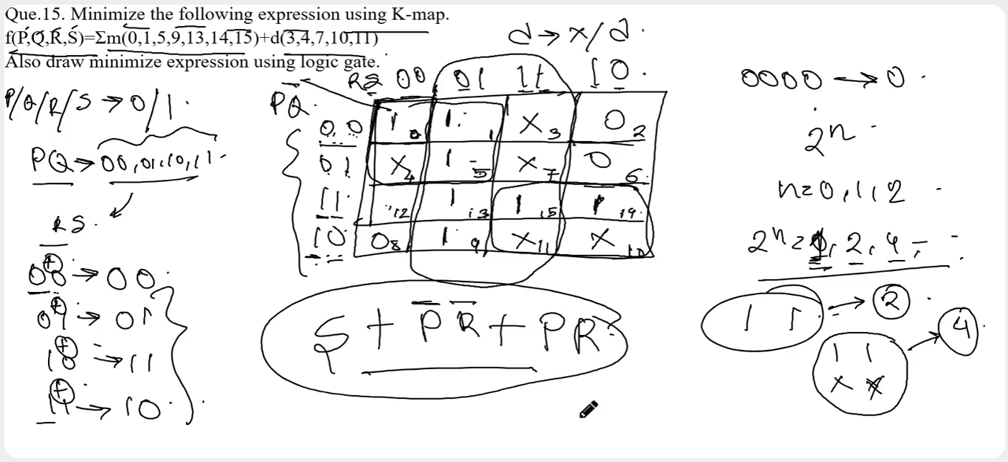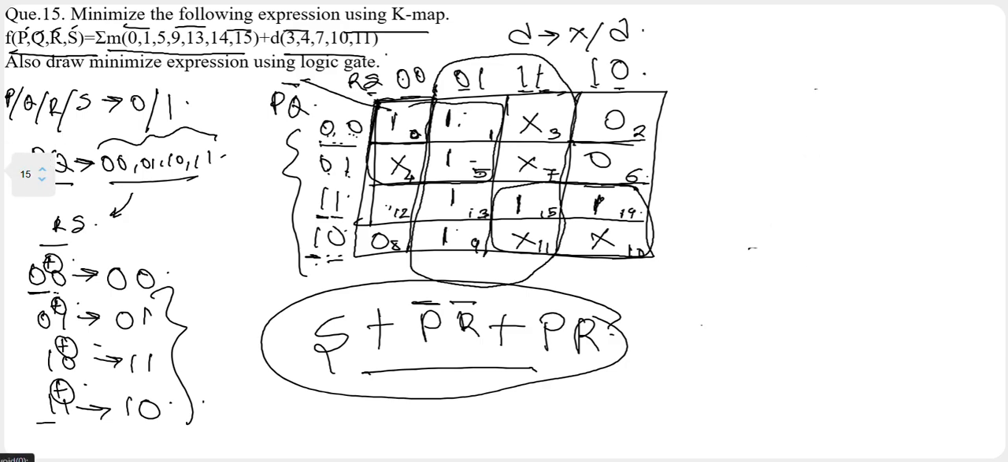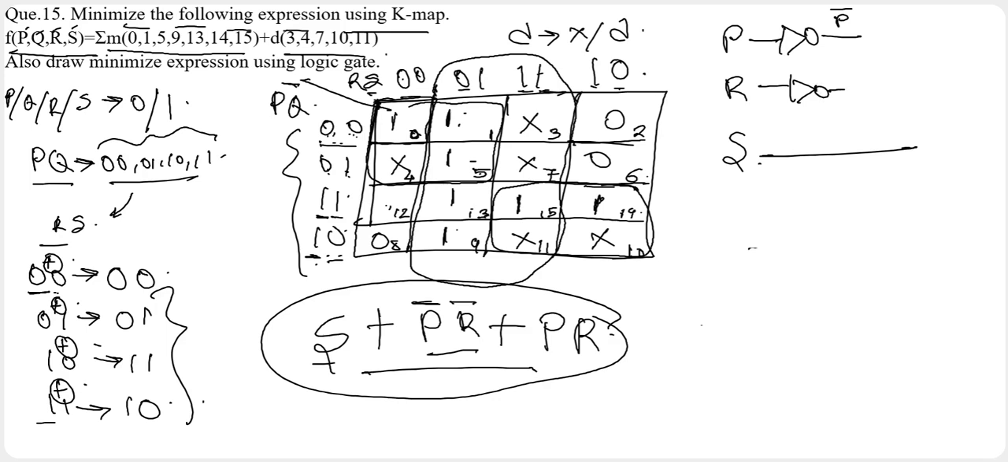And if you want to make the logic gate diagram, it is quite simple. Let us erase this portion here. Okay, so if you want to make the logic gate diagram, we are taking P, R and S as inputs. So the first term is S, so let us connect it to a wire, and we have to AND together P bar and R bar. So this inverter gives us P bar, this inverter gives us R bar, and if they are AND gated together, we will get P bar R bar.